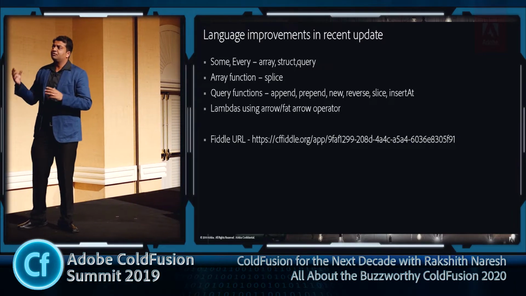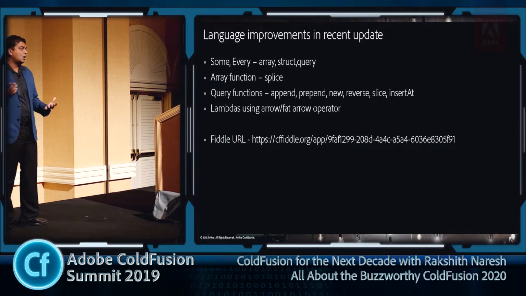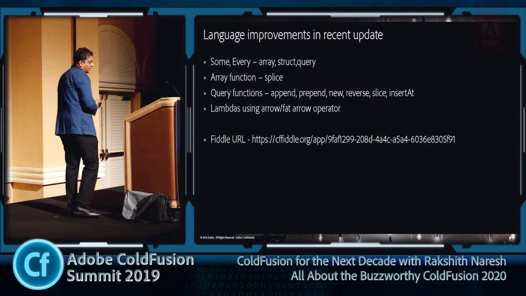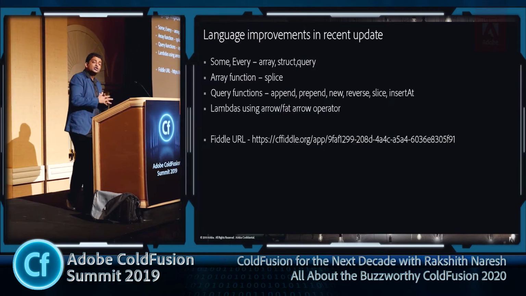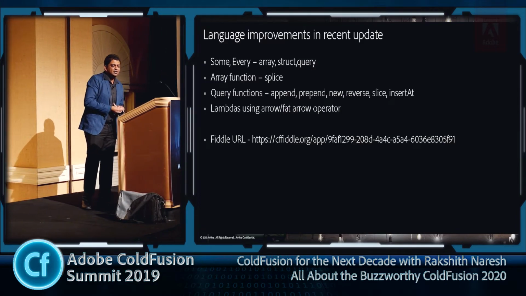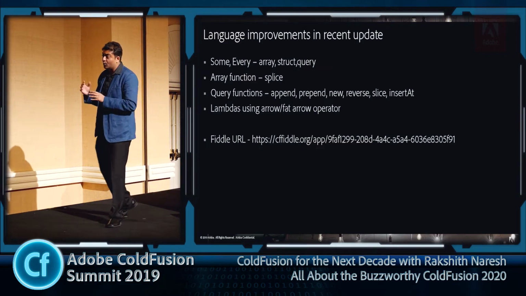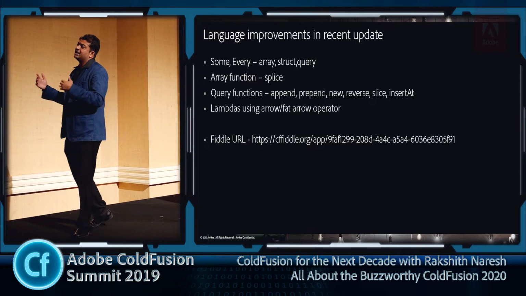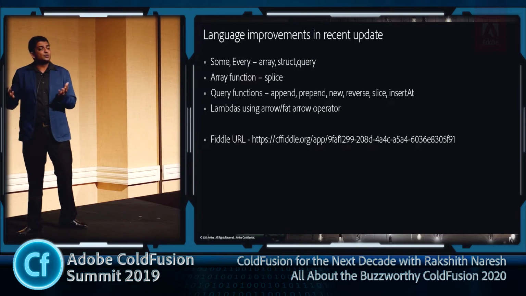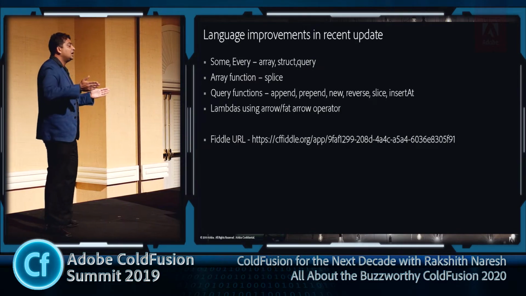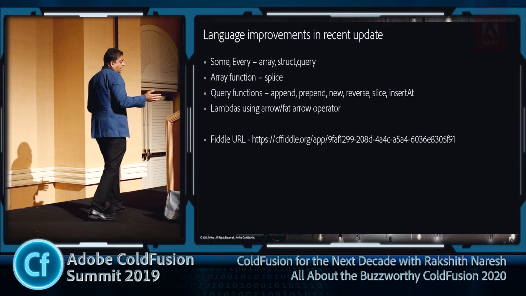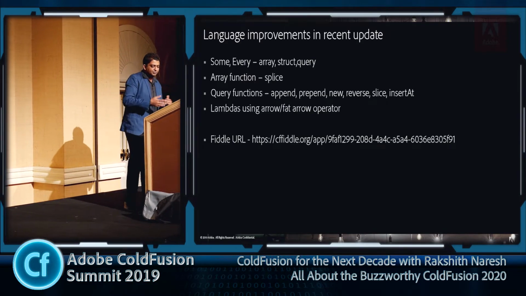For instance, we now have support for some and every on arrays, structs and queries. The array function has splice support. Query functions, this is really interesting. We have quite a few functions supported on query now. You can append two queries, prepend, and create a new query just by passing in an array of structs. Reverse, slice, insert, all of this is possible.